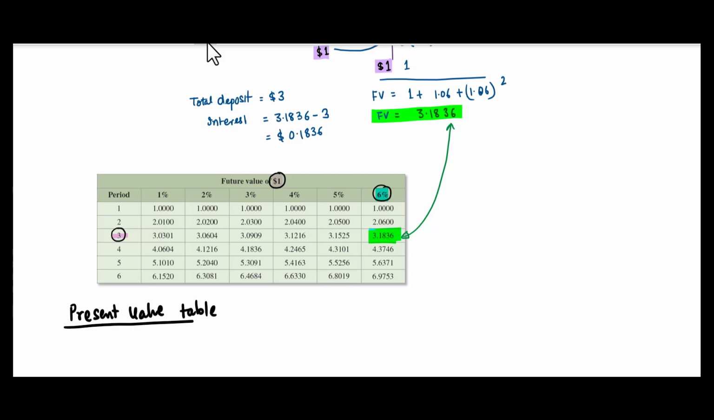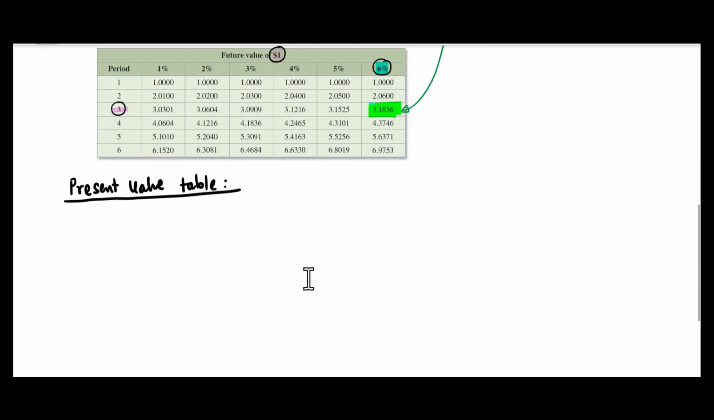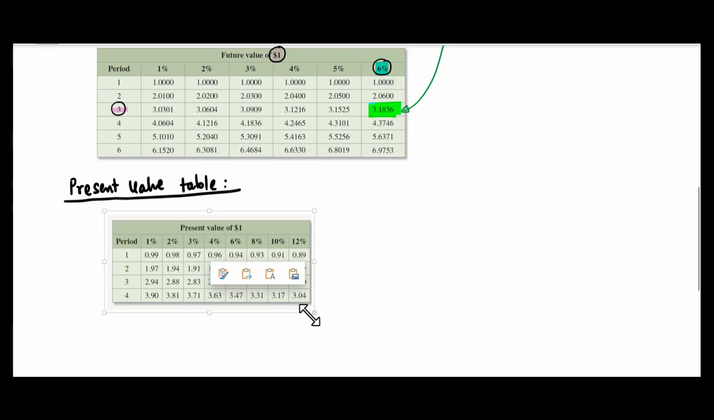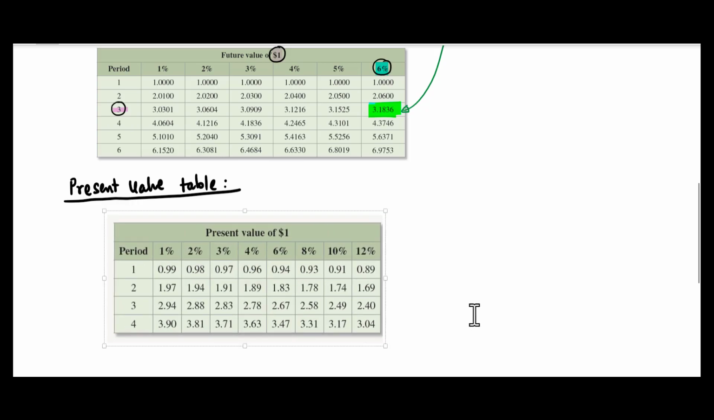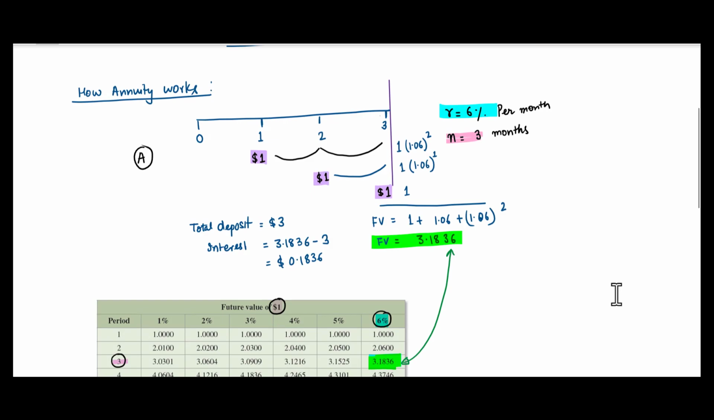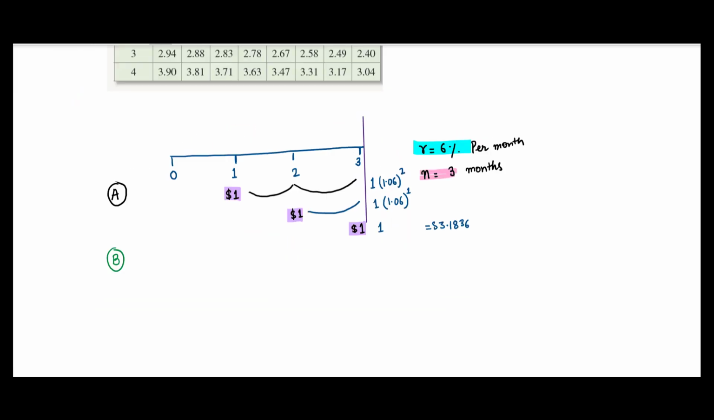The present value table is also very important. Let's see what a present value table is. This present value table looks the same as the future value table, but the purpose is different. Let me explain with the same example we had here. Take this investment value, which we call the future value of an annuity.